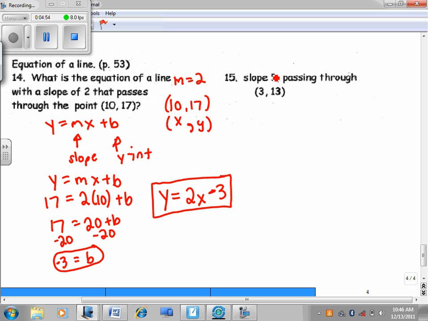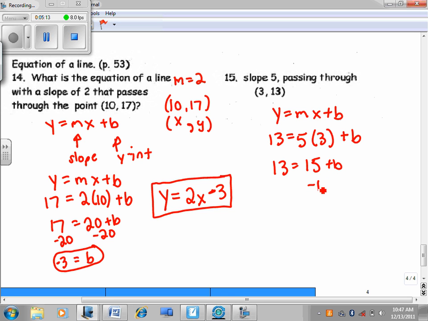Okay, there's a slope of 5, and it passes through the point (3, 13). y equals mx plus b. Our y is 13. Our m is 5. Our x is 3. And we want to find b. 13 equals 15 plus b. Subtract 15 from each side. b equals negative 2. So y equals 5x minus 2.